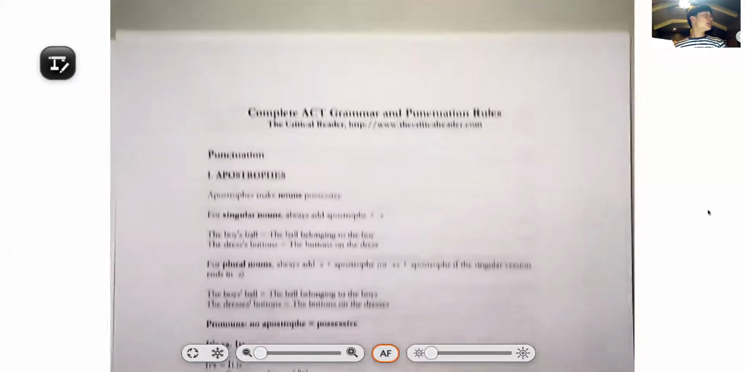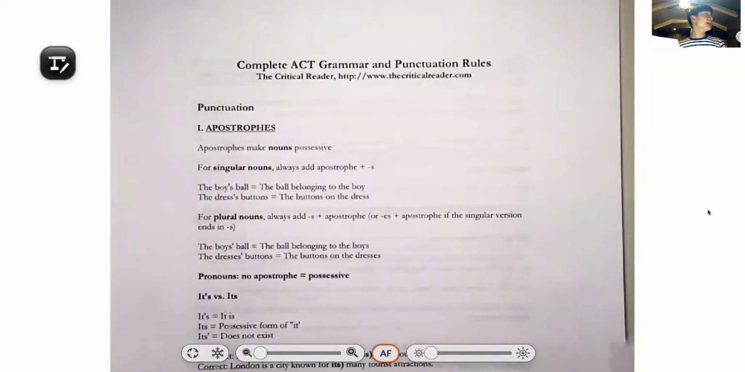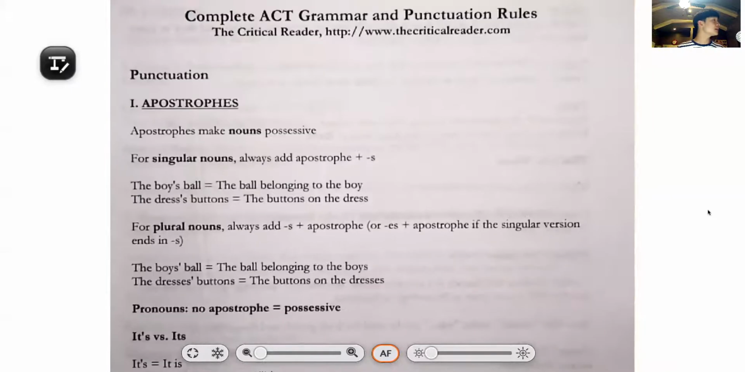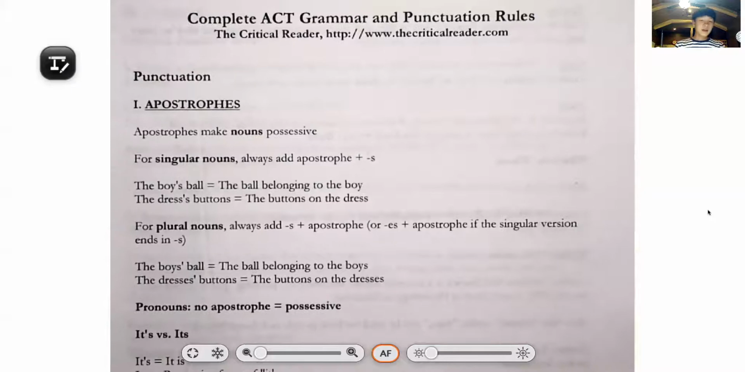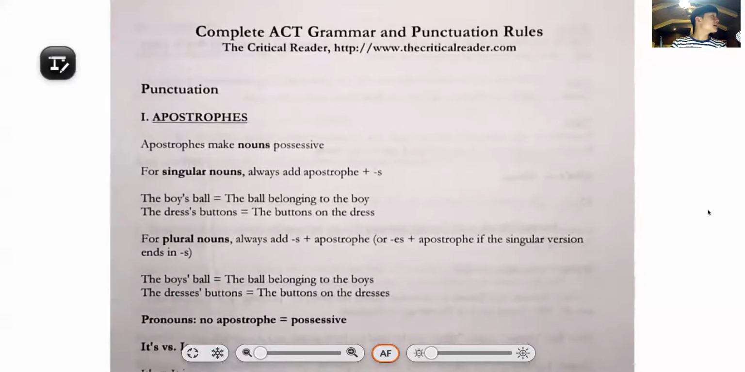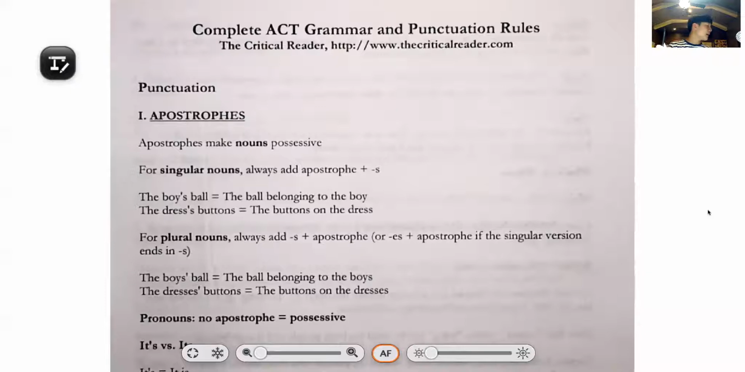So here, let's go ahead and start going over the complete ACT grammar and punctuation rules. Let me zoom in a little bit on this page right here, so you can see better. And I will post both of these, not annotated, but hopefully blank, on the web page below this video, so you can take a look at those. We're only going to go over less than half of this, and then tomorrow in day 3, we're going to go over the other half.